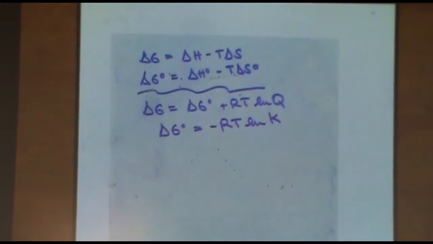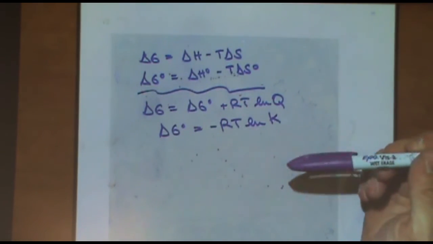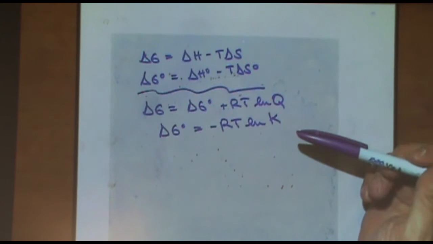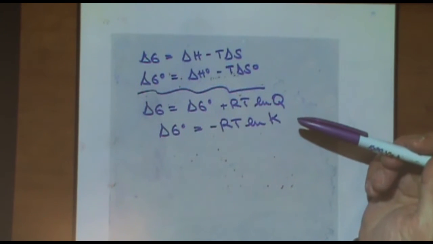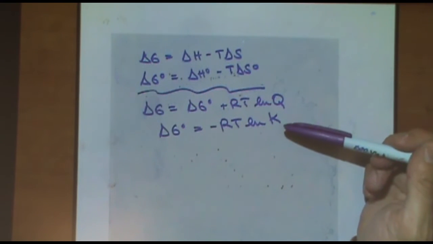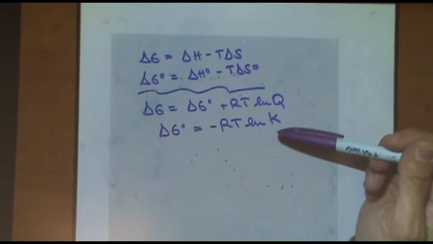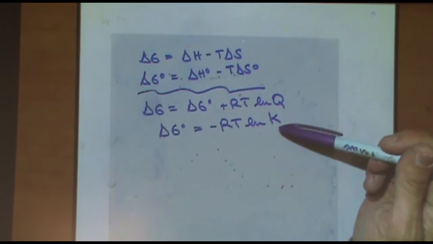Okay, let's do a little mini Q&A here. Okay, Q or K, which one is a constant for a given reaction? K, doesn't change. Something like the temperature would need to change for K to change. Otherwise, it's a constant, literally called the equilibrium constant.